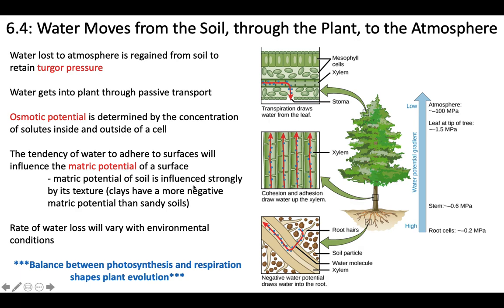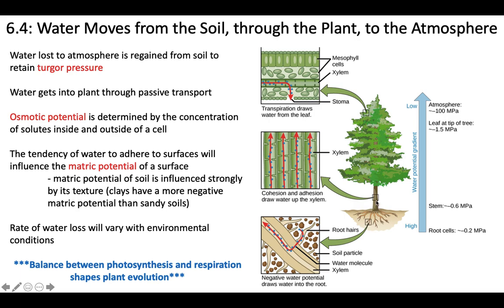Soil is a really important component of environments. So let's talk about some physiological properties of plants that are going to be dictated by the soil. Water moves from the soil through the plant to the atmosphere, and water that's lost to the atmosphere is then regained to retain turgor pressure. Turgor pressure is the pressure of the water inside the plant that helps it maintain stability.